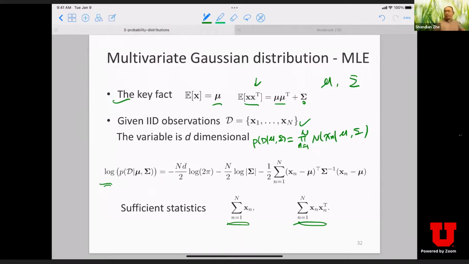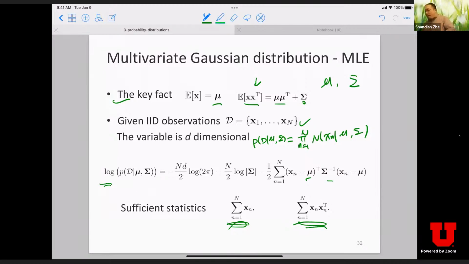Yes, it means that if you know the summation of all x's and the summation of all x x transpose, they are enough to tell you the maximum likelihood estimate of mu and the maximum likelihood estimate of sigma, the covariance matrix. We'll see it in a minute. But I just want to make sure we're on the same page. Does it make sense? Any questions so far?